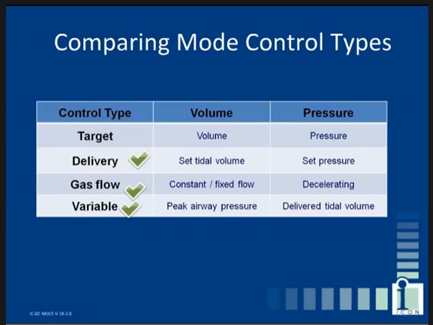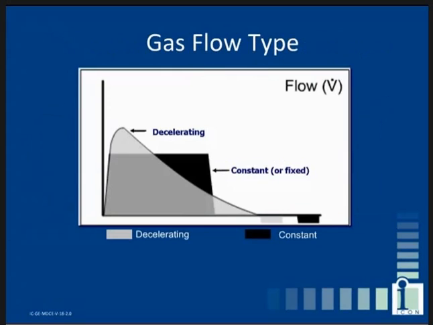In contrast, pressure modes have a set pressure limit based on the pressure setting, and gas flow delivery is in a decelerating fashion. With a pressure mode, the tidal volumes will vary depending on the compliance of the lung and the ability to deliver volume based on the preset pressure limits. There are three types of gas flow patterns: decelerating, constant or fixed, and sinusoidal. In this discussion, we will review constant versus decelerating flows as they relate to mechanical ventilation.